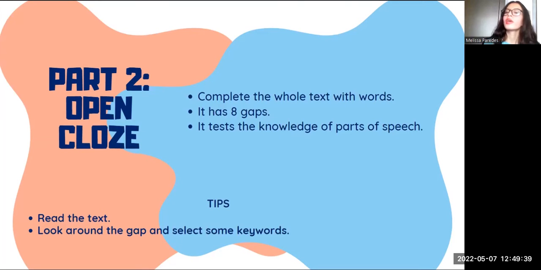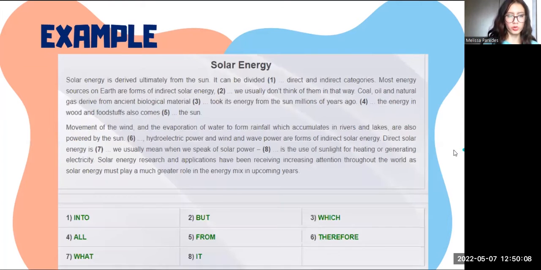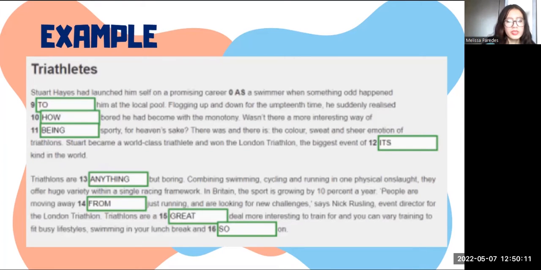This is part 2. This is also a short text. However, we have different gaps or missing words, but in this case, we have to write the correct answer. So we have to complete it with different parts of speech, such as collocations, quantifiers, and auxiliary verbs. Let me explain the different tips with those examples. We have two examples. So let's see the first one.